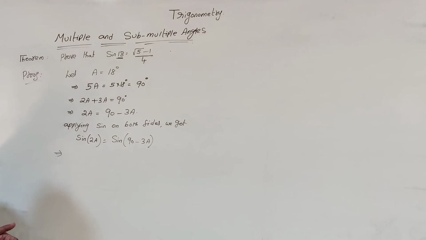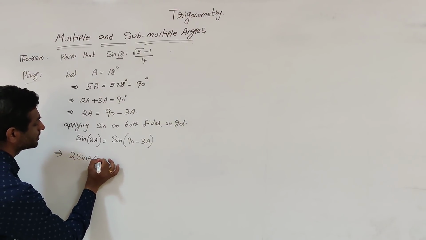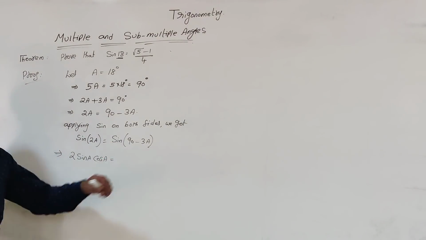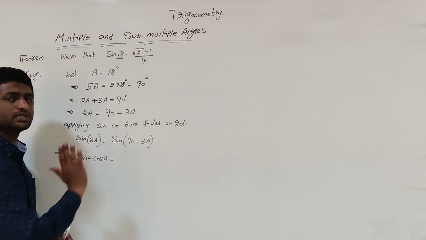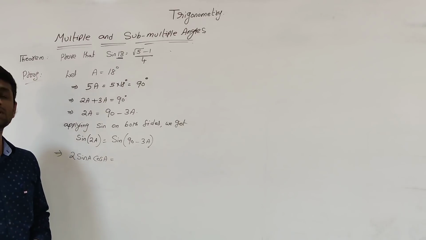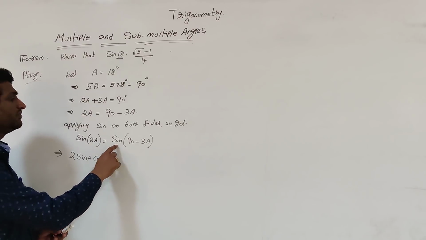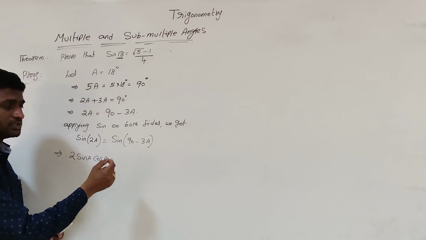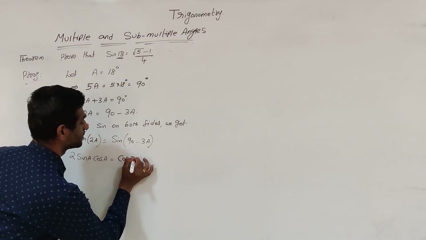But sin 2a, what is sin 2a? It is 2 sin a cos a, which is equal to sin of (90 minus 3a), which seems to be like sin of (90 minus theta). Sin of (90 minus theta): 90 minus theta lies in the first quadrant where sin is positive, and the trigonometric ratio changes since it is an odd multiple of 90, so it gives cos 3a.